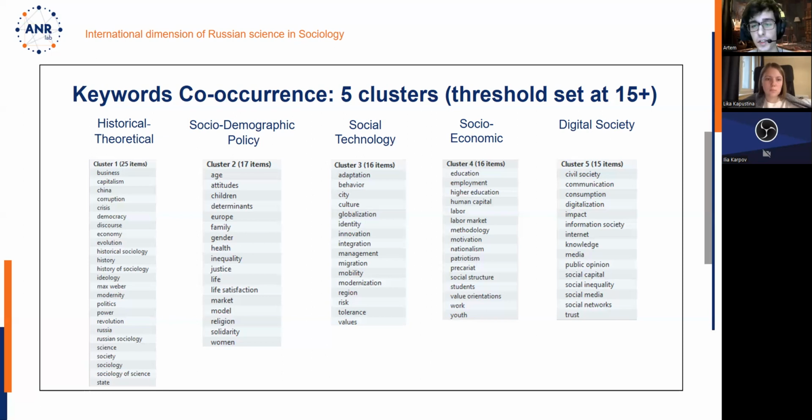The next cluster is reserved to socio-demographic questions, which are at the heart of Russian and general international sociology, such terms as age, children, health, family, inequality, justice, etc. So it is interesting that the co-presence of both purely demographic concepts and concepts from the vocabulary of political science and sociology suggests that Russian sociologists are not interested only in monitoring the socio-demographic situation, but also in national social policy.